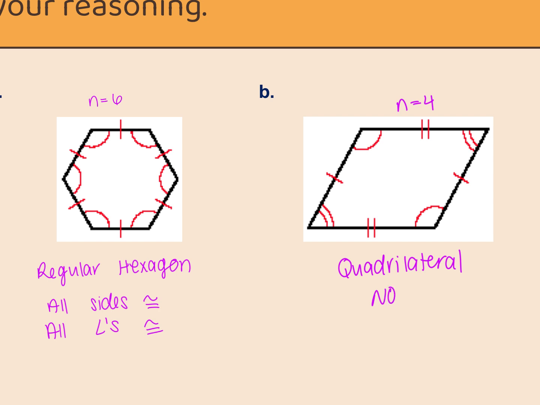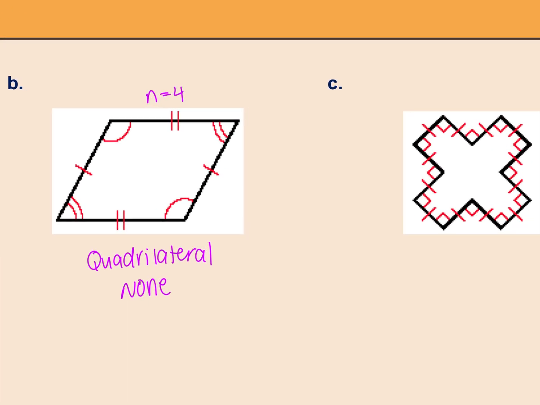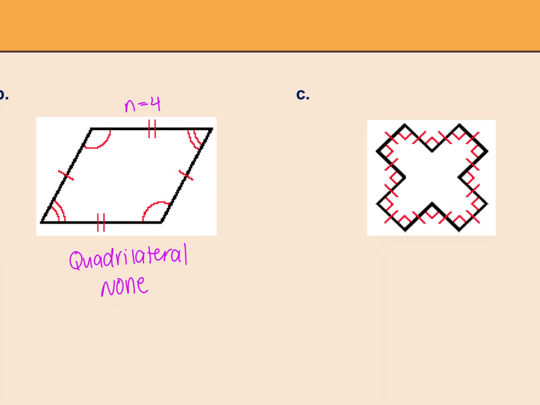And then none are congruent. All right, yes, the pair are congruent. There's a pair of angles, but keep in mind it's all, not a pair, it's all. All right, and then looking at C, how many sides are there in this shape? Good. And it's 12. And what kind of shape is that called?